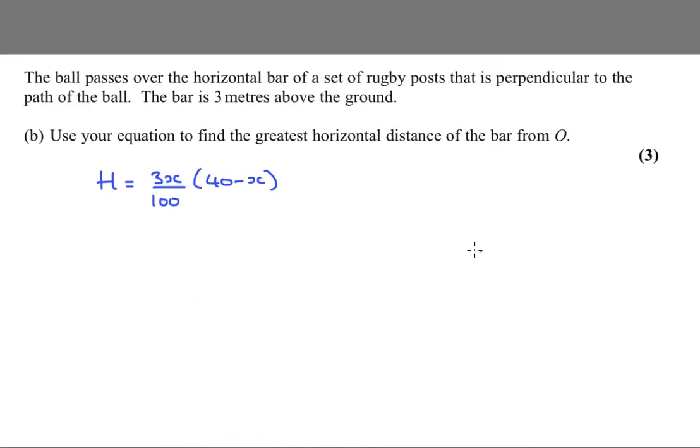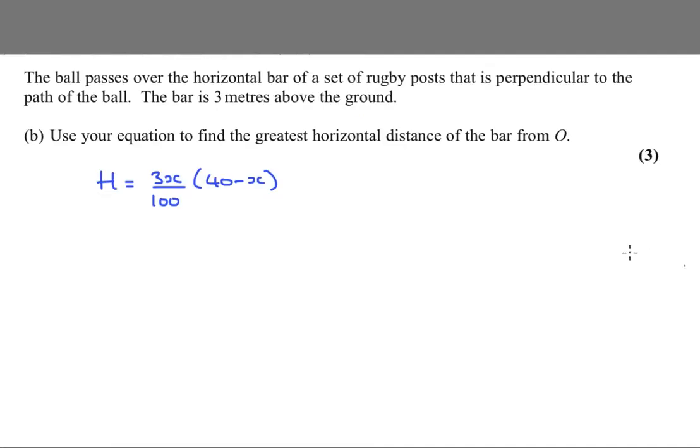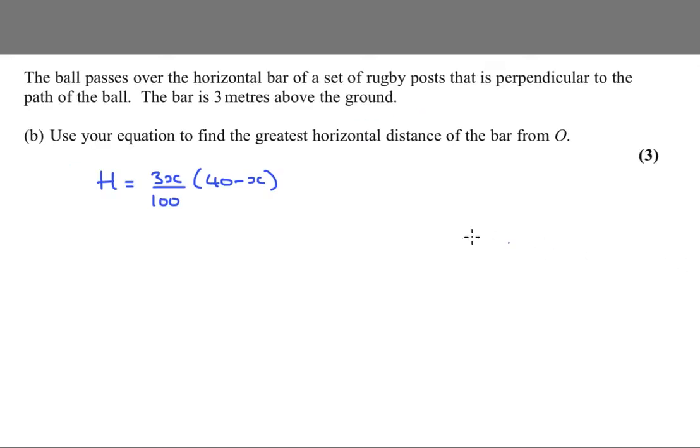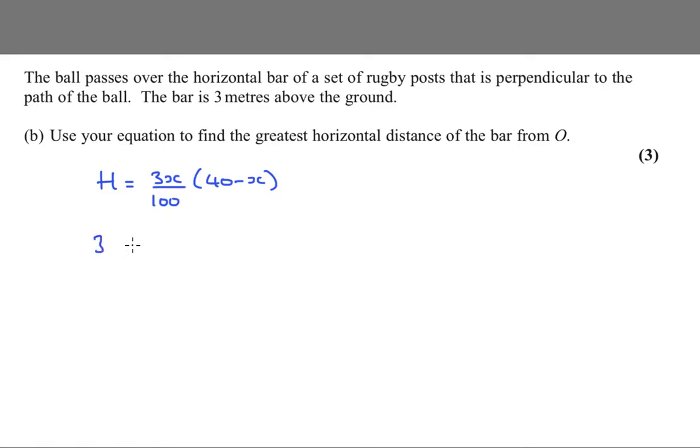Okay, part B then says that the ball passes over a horizontal bar that is 3 meters above the ground. So if we look at the graph, that means that the ball is either going to pass here or here. And it says in the question it wants the greatest horizontal distance. So we're after this value here. That's when the height, if you again look at the picture, is 3. So we're just going to set h equal to 3 and we're going to solve the equation.